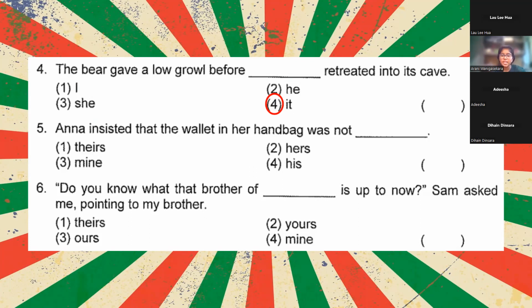Everyone agrees that it's hers. Okay, so the correct answer is hers. Why is it not theirs? Because it's not a plural. Anna is a singular noun. Yes, good. Anna is a singular noun.